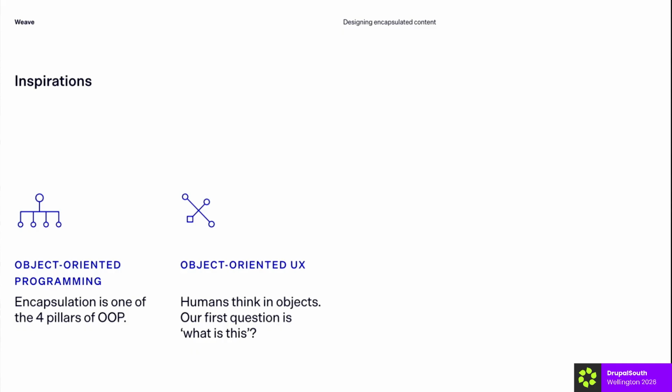And Emma, who's doing the next talk, is actually going to talk a little bit more about OUX, but the central idea of OUX is that people think in objects. So people think in a kind of noun-first way. And the best way to provide clarity for people when we do digital environments is to think about the things that they're going to encounter in the environment before we actually think about the action.